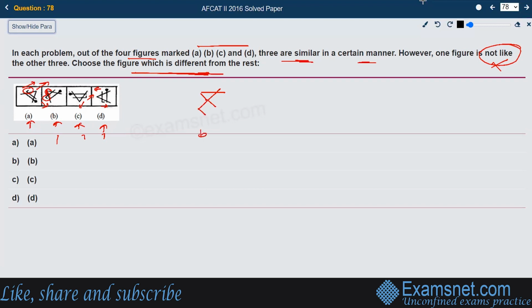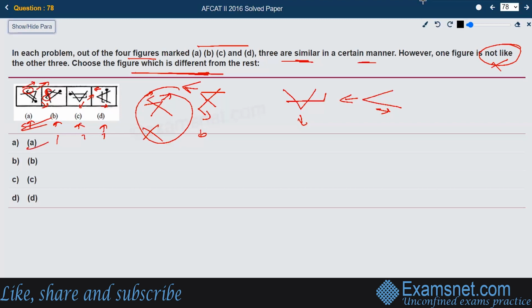This is happening in B. The top notch is in this direction, and the vertex or the edge is in this direction, so they are in the reverse direction. In C, the bottom notch is now downward, and the hyphen is placed up, so again they are in the reverse direction. In option D, the same thing happened. The top notch is this way and the hyphen is placed this way. But in option A, both of them are facing the same way. So option A seems to be the odd one. That is the right answer. Option number A is odd.